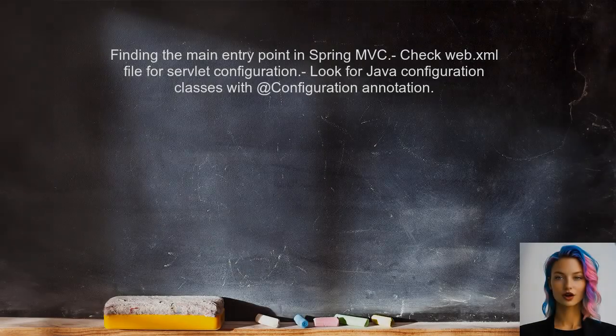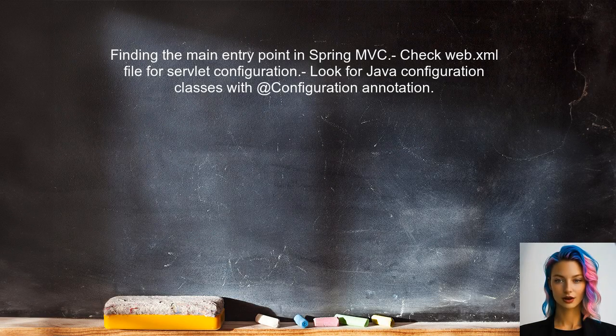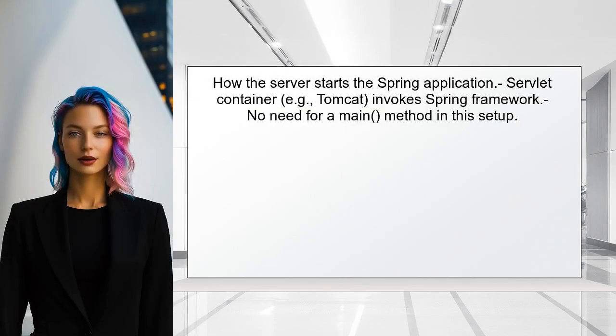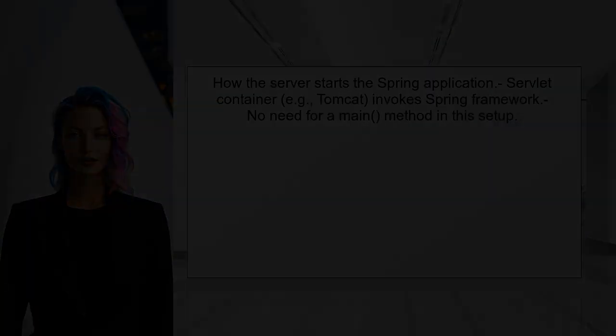The user can find the main entry point in a Spring MVC application defined in the web XML file or through Java configuration classes annotated with @Configuration. Additionally, if the user is using a servlet container like Tomcat, the server itself will invoke the Spring framework to start the application, eliminating the need for a main method.